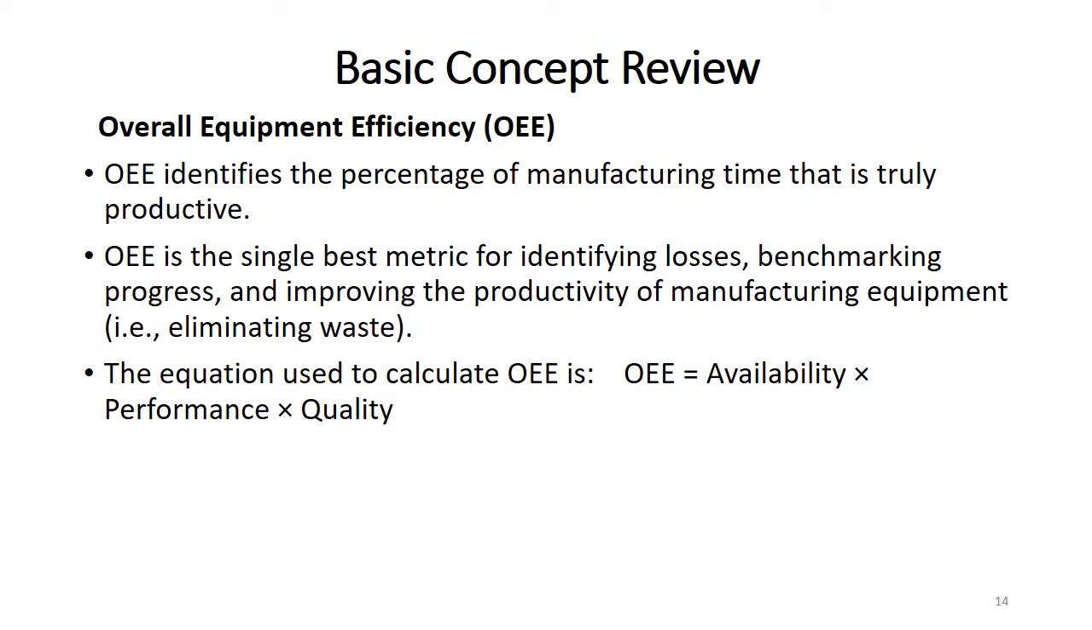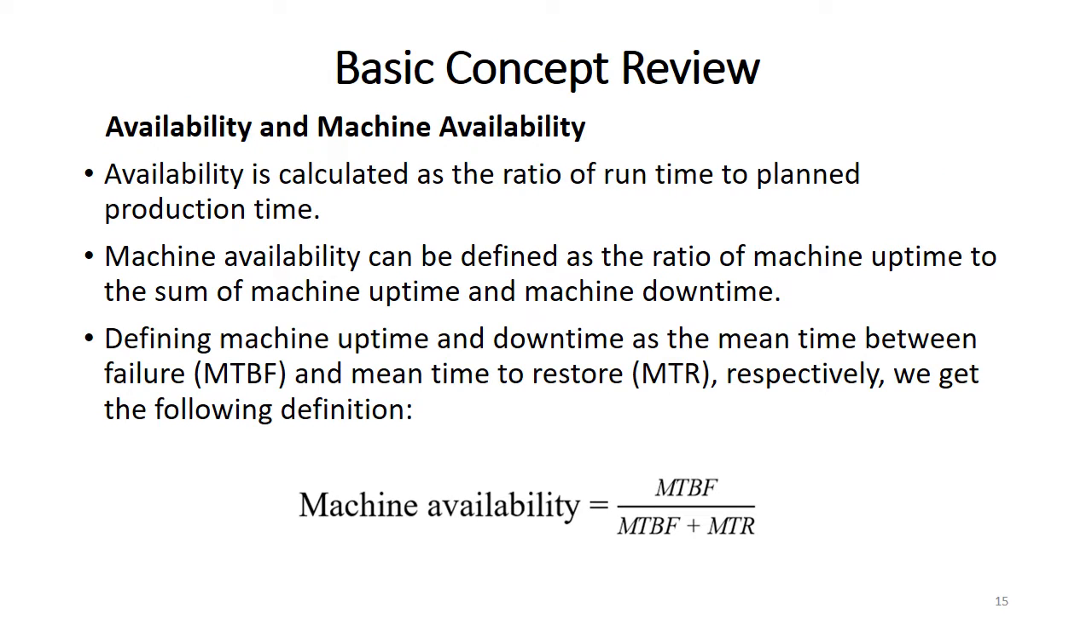Now some basic concept review. The first topic is overall equipment efficiency. This term identifies the percentage of manufacturing time that is truly productive. Then the concept of availability and machine availability. Availability is calculated as the ratio of runtime to planned production time. The definition that we used in this paper was machine availability equals mean time between failure divided by mean time between failure plus mean time to restore.